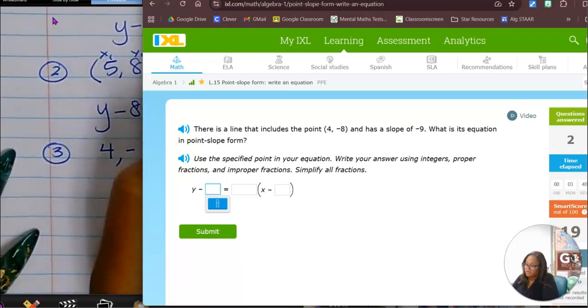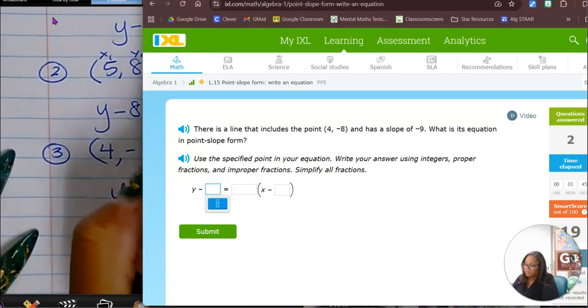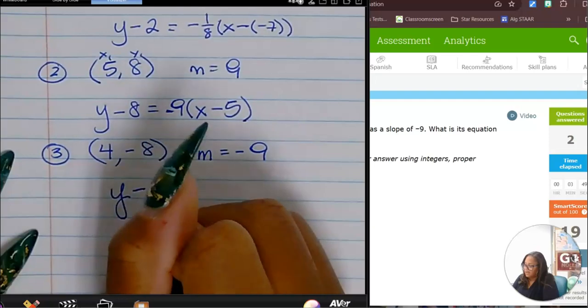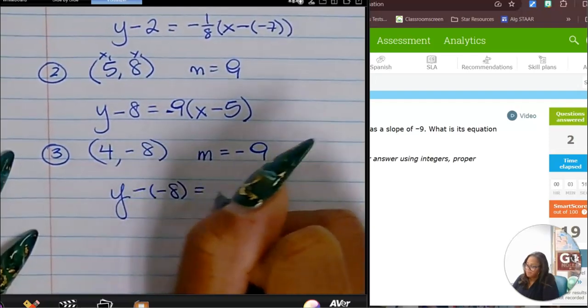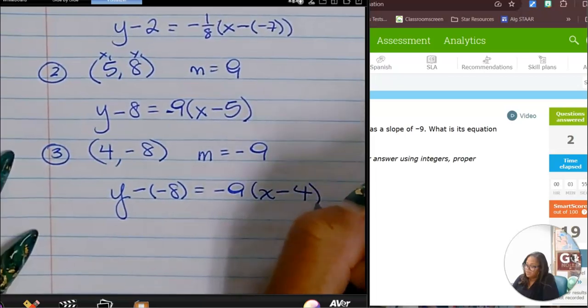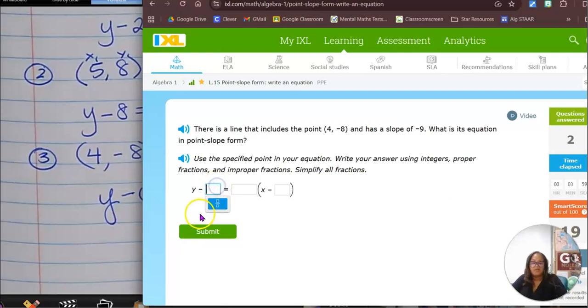All right, my next point is 4, -8, excuse me. And my slope is -9 again. So that's y minus -8 equals -9 times the quantity of x minus 4. So I go type those in. -8, -9, and 4.